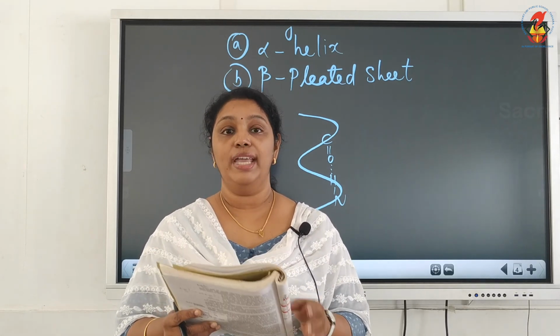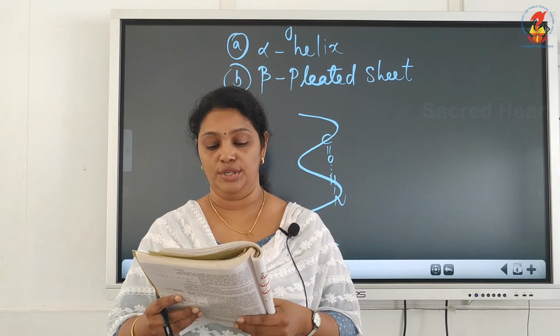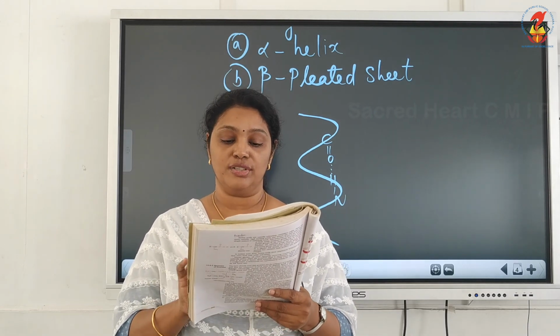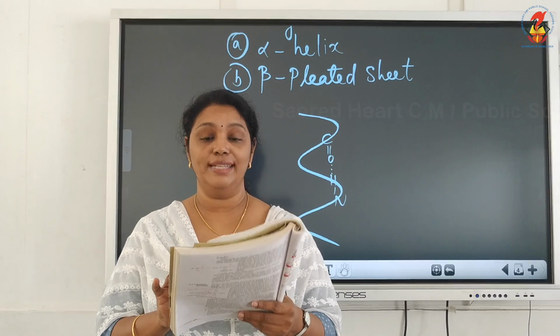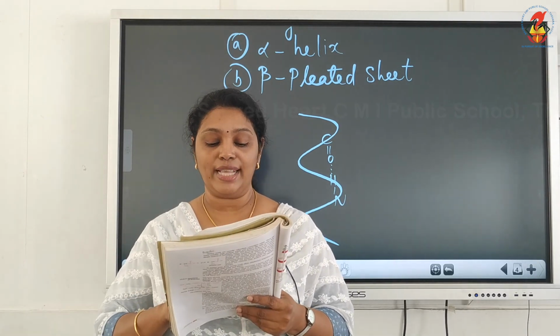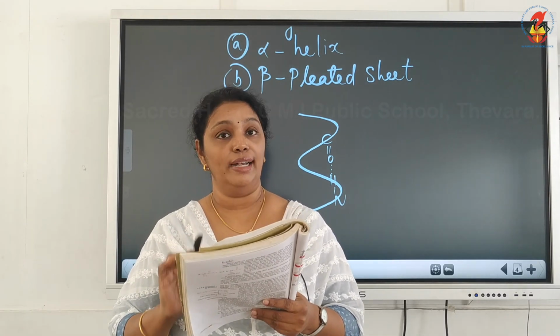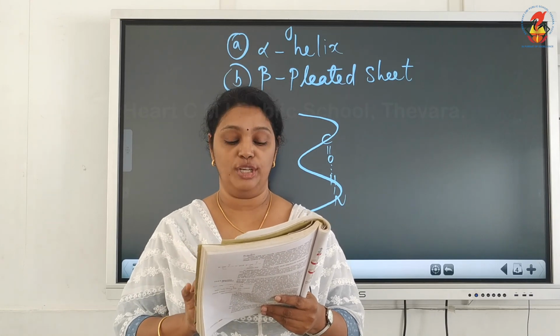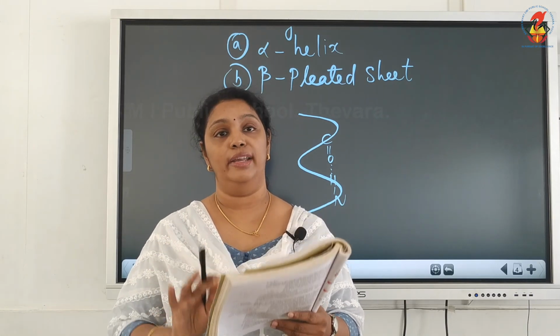Now next we have the beta pleated sheet structure. Now in beta pleated sheet structure, the polypeptide chains are stretched out to maximum extent, which are laid side by side, and they are held together by intermolecular hydrogen bonding.